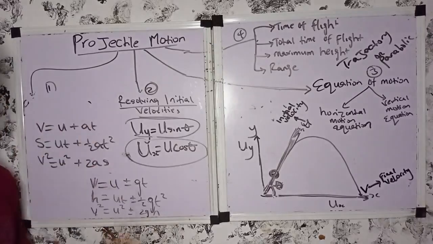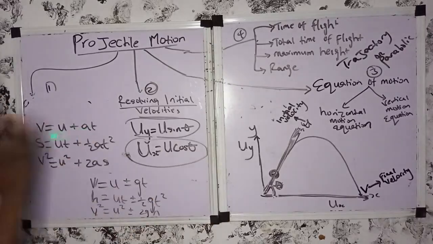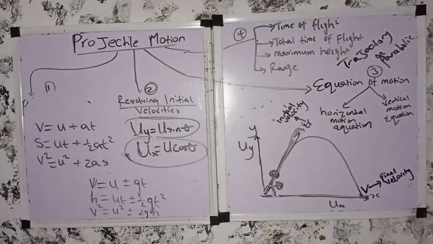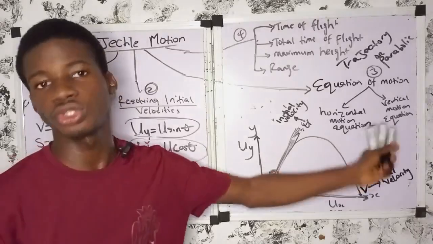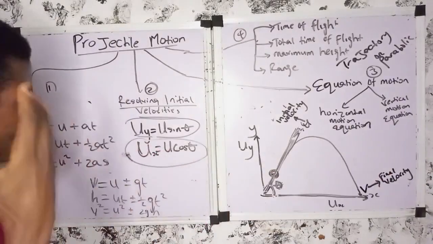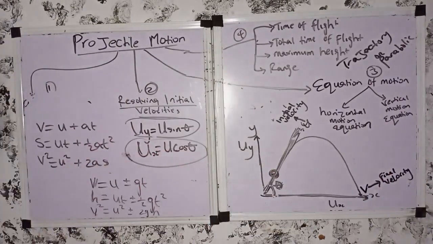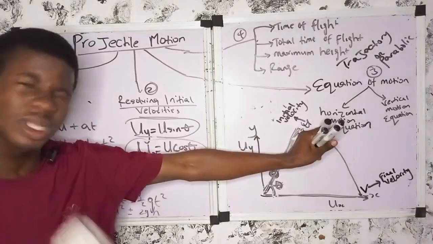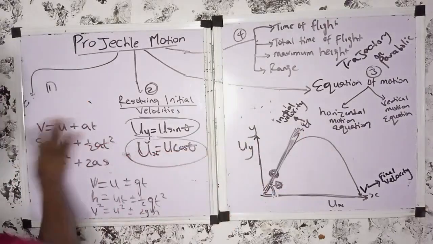Okay, but using a different scenario. This is the horizontal motion equation, while this other one is the vertical motion equation. Now, let's start with the horizontal motion equation. Let's start with this part now.